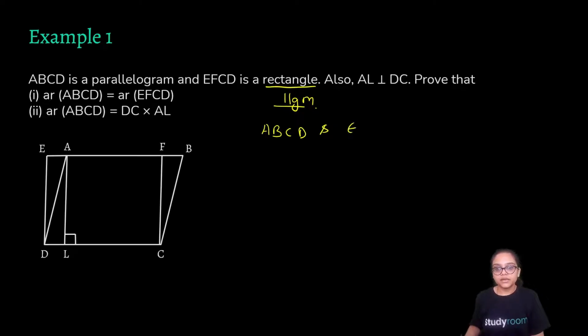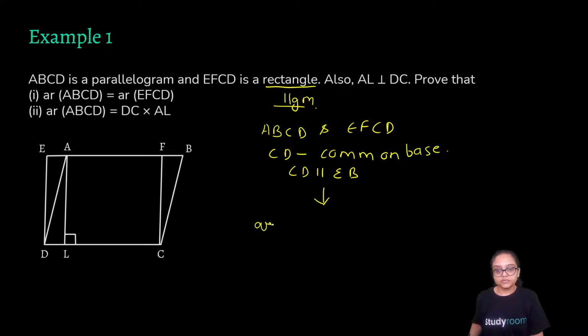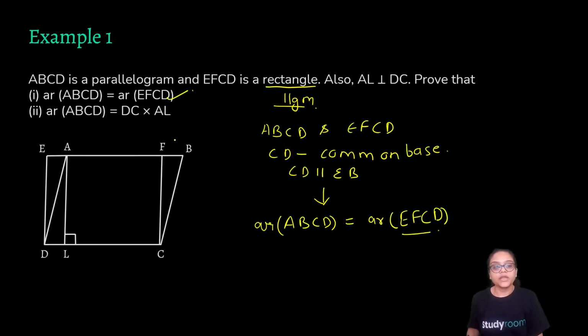ABCD and EFCD. CD is the common base. And also CD is parallel to EB. So this proves that area of ABCD is equal to area of EFCD, and the first one is proved. We have already proved that the areas of two parallelograms between the same base and same parallels are equal. We don't need to prove that again and again. We just need to use the theorems. So the first one is done. Now see the second one.